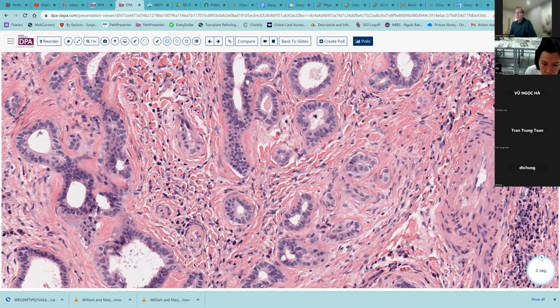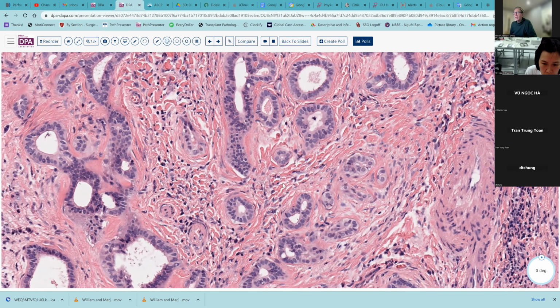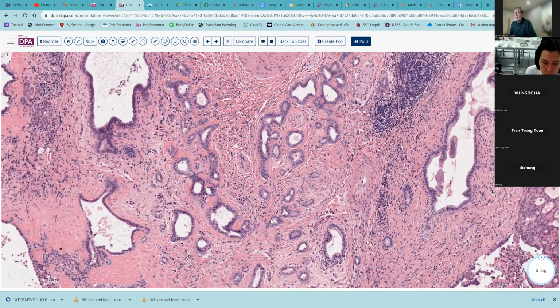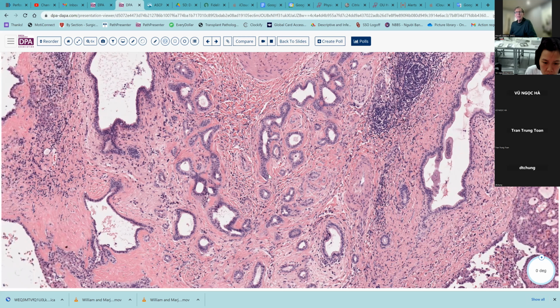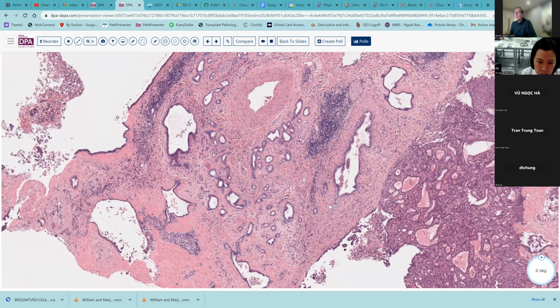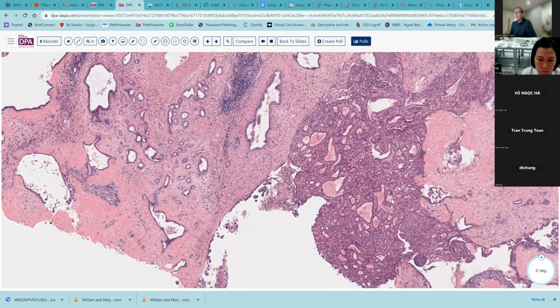We had a case several years ago where cells like this were found in the peritoneum a year and a half after the patient had had a cholecystectomy that was reported as benign. But when we went back to that cholecystectomy, lo and behold, there were cells just like that in the cholecystectomy.